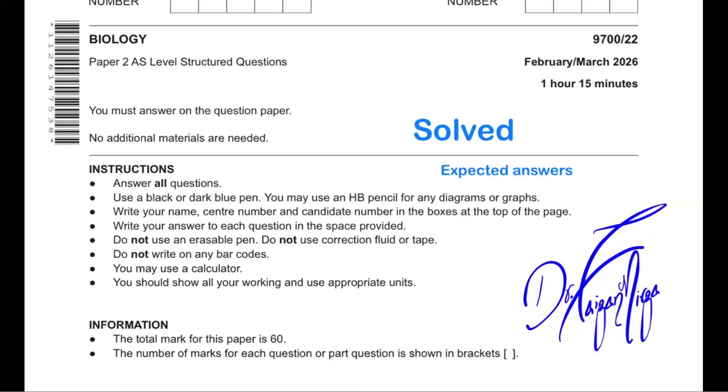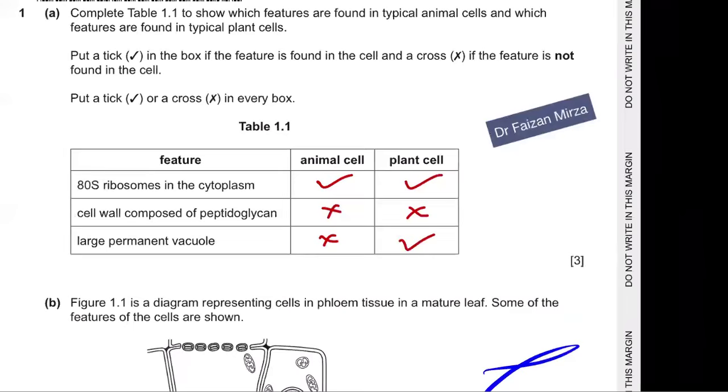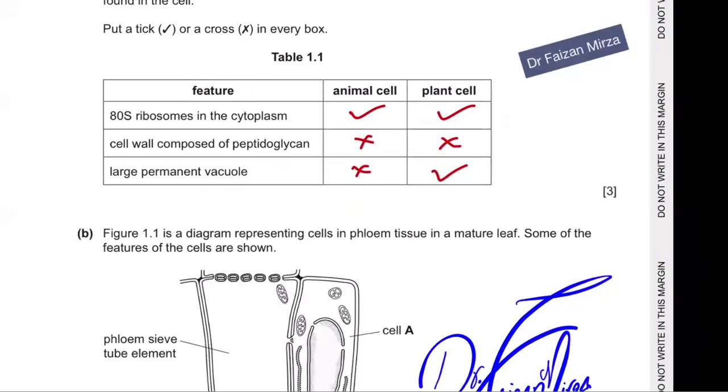In this video, I'm discussing with you the expected answers, because the mark scheme is not yet out, for the Feb-March 2026 paper, Variant 2, Biology AS. The first question simply asks you to put a tick or cross for the animal and the plant cell regarding the features. Ribosomes, we know they are present in both. Cell wall composed of peptidoglycan, neither. Large permanent vacuole, no for animal cell, yes for plant cell.